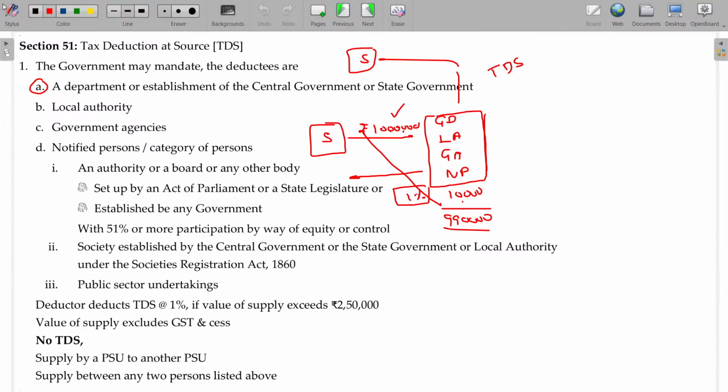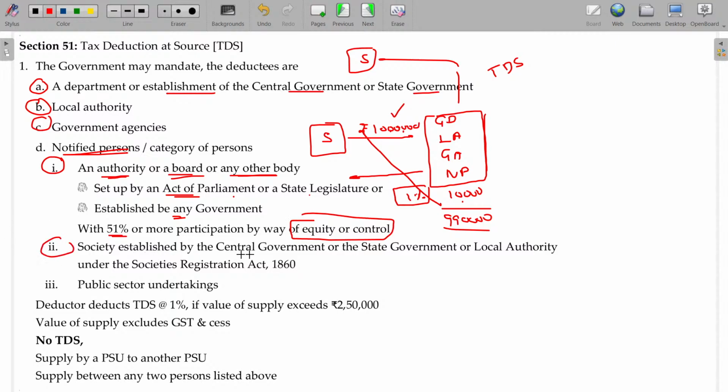Now, a department or establishment of the central government, state government, local authority, government agencies, or other notified persons. An authority or a board or any other body set up by an Act of Parliament or state legislature, like port trust authorities and all. They are called boards, okay, like the CBDT board. Any body established by any Act of government will be called a notified person, where 51% or more is participation by equity or control by the government.